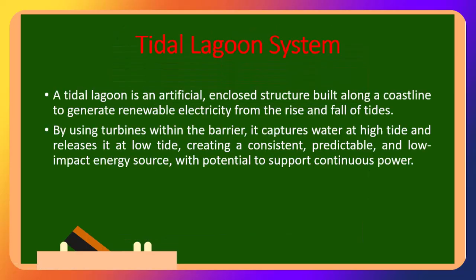Then the third one, tidal lagoon system. This is similar to the first one, only the thing is that the first is naturally built, and this is totally artificially built. It is an artificial enclosed structure built along the coastal line to generate renewable energy from the rise and fall of the tide. By using turbines with the barriers, it captures water at high tide and releases it at low tide, creating a constant, predictable and low impact energy resource with great potential.